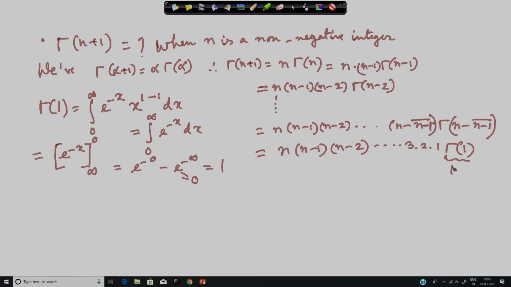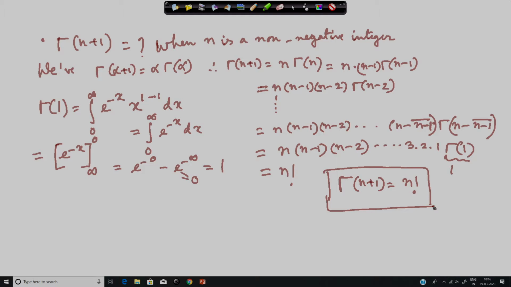So, now in gamma n plus 1 we have product of n integers. So, what is that? n factorial. Thus, remember gamma n plus 1 is n factorial.